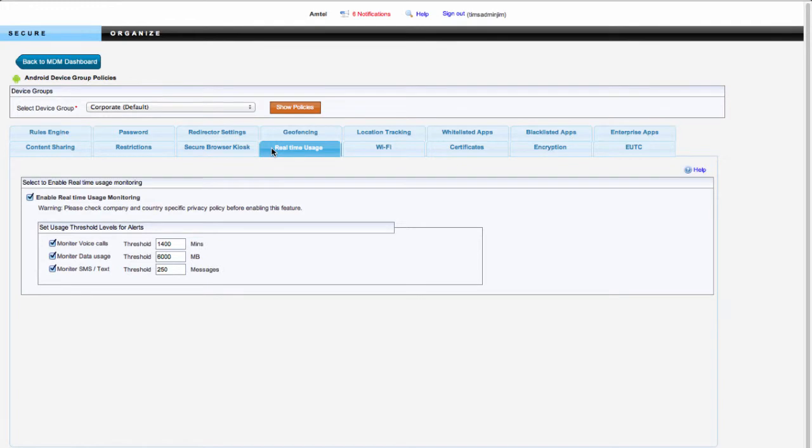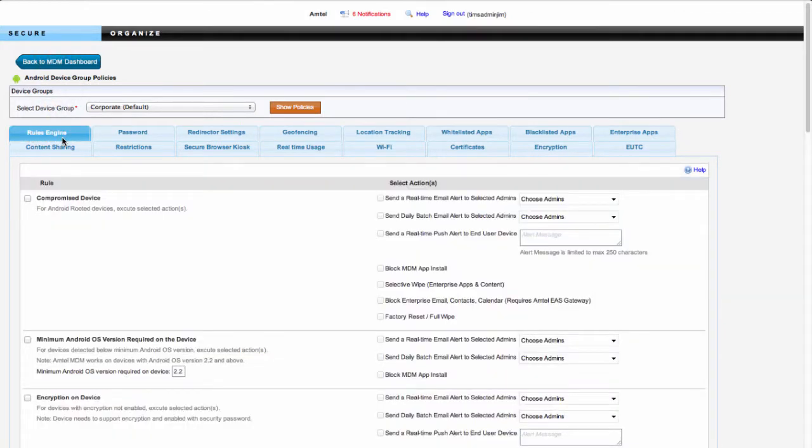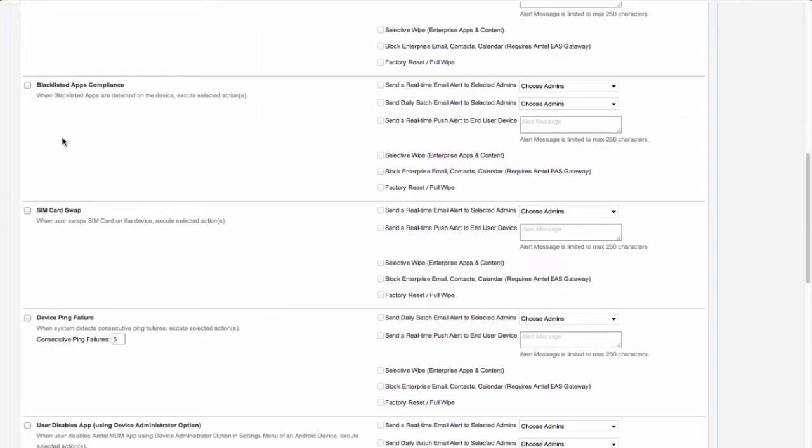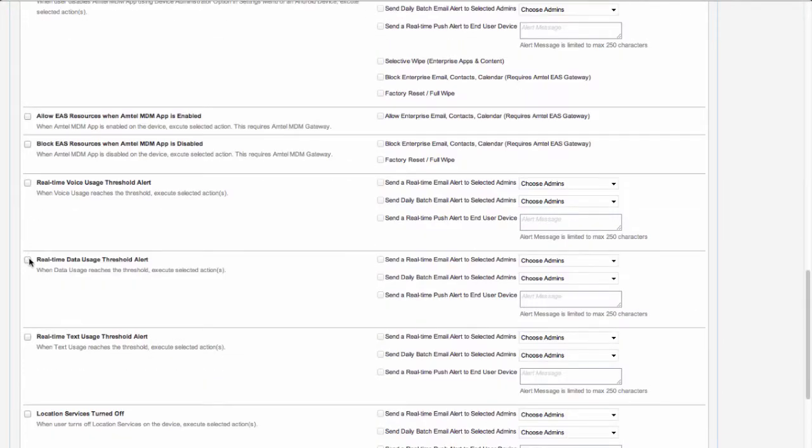When one of the users in the corporate device group goes over the threshold of 1,400 minutes, 6,000 megabytes, or 250 text messages, it'll break a rule on the rules engine. The rules engine is essentially a tool that will allow you to take automatic action should any one of the enabled rules on this page be broken.